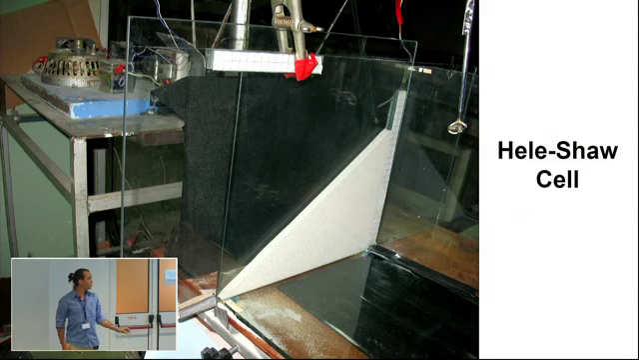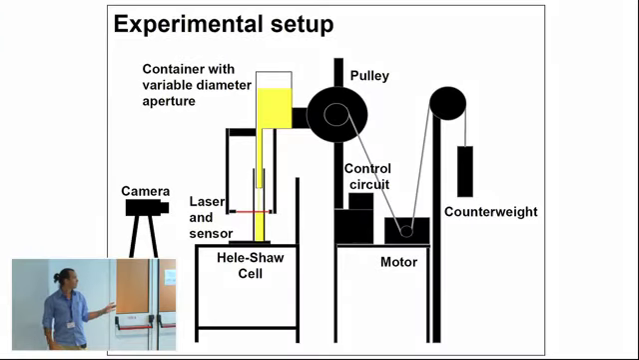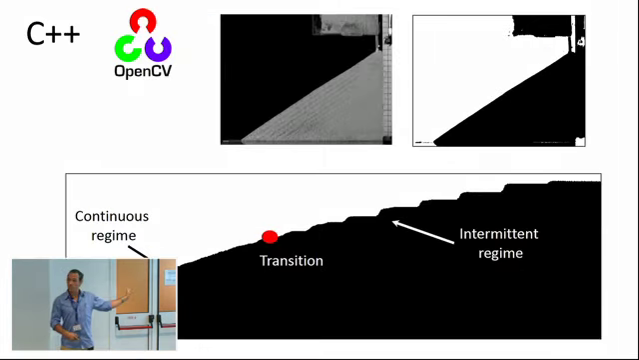What we are actually using is a two-dimensional pile growing between two glasses, which is known as a Hele-Shaw cell. This is our complete experimental setup, which brings us a good problem, which was too much data. So we couldn't use MATLAB or Mathematica for analyzing the videos. So we had to make a very efficient program in C++ and OpenCV, which allows us to process all that information in really short times.